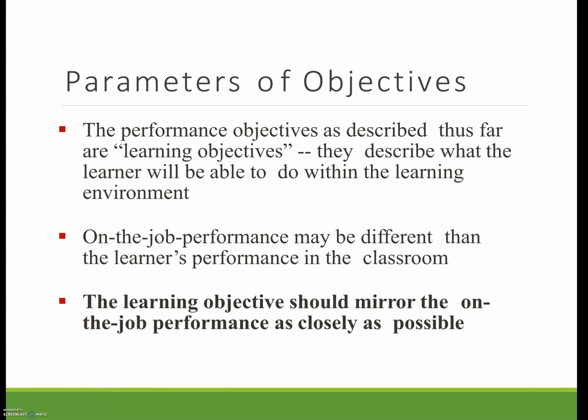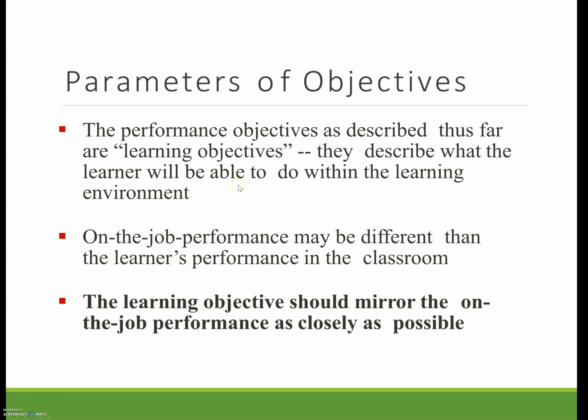A couple other things to consider. So the parameters of an objective. When we're writing performance objectives, we want to think of these as sort of our learning objectives. And we are using the terms learning objectives and performance objectives interchangeably at this point because most of the situations that we're designing in are not related to job performance, right? But they serve the same purpose, which is to describe what the learner will do within the learning environment.